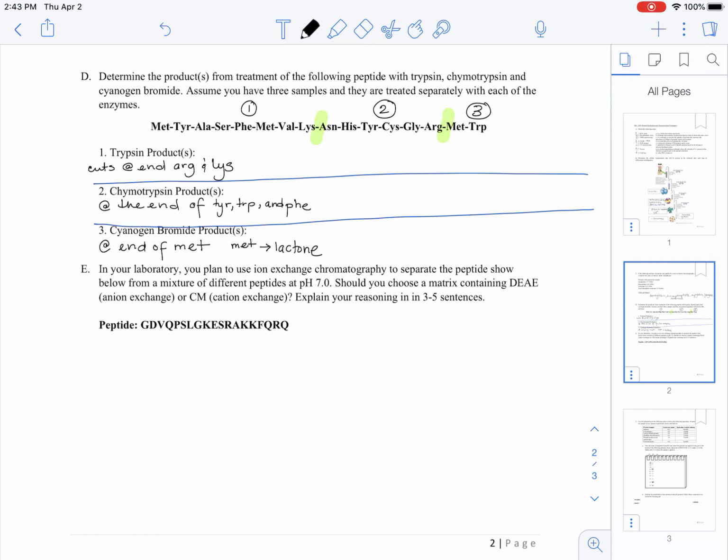The next peptide is going to be asparagine, histidine, tyrosine, cysteine, glycine, arginine, and the last peptide is going to be methionine and tryptophan. So that's the lysis specifically for trypsin products. So I'm going to erase my work and introduce the ones for chymotrypsin.